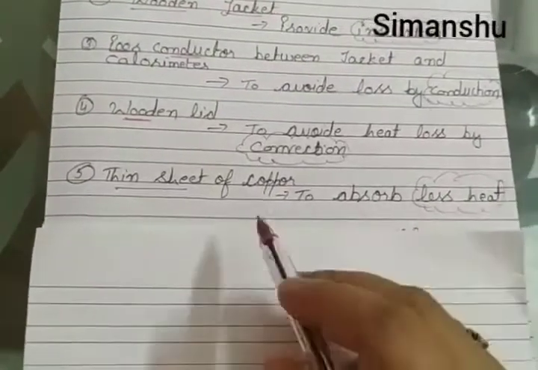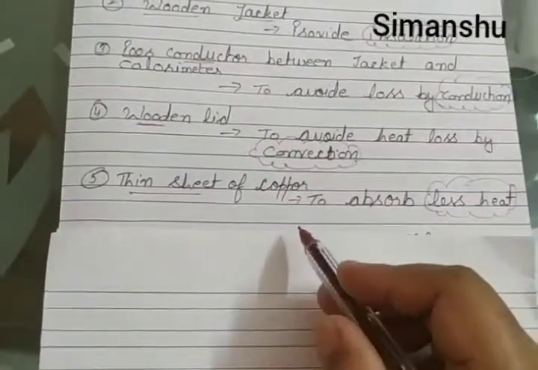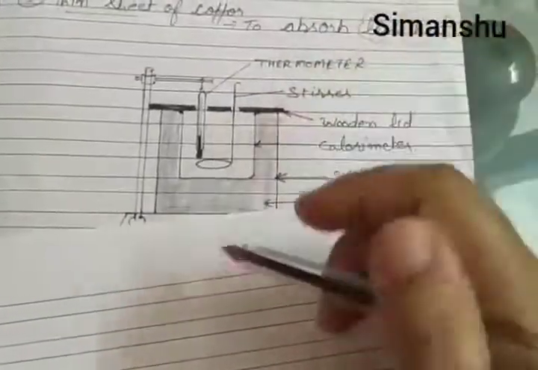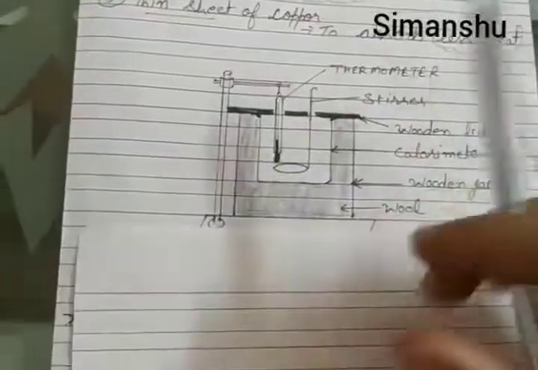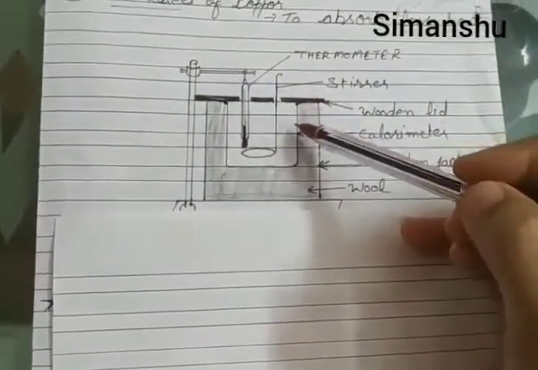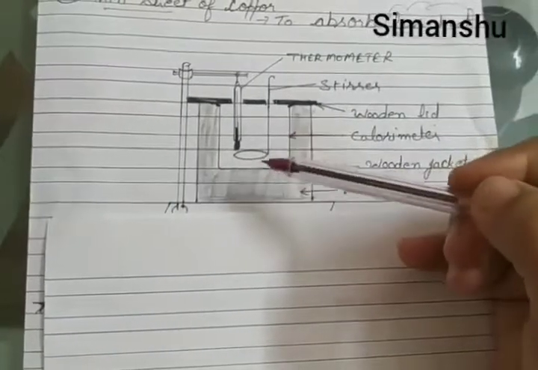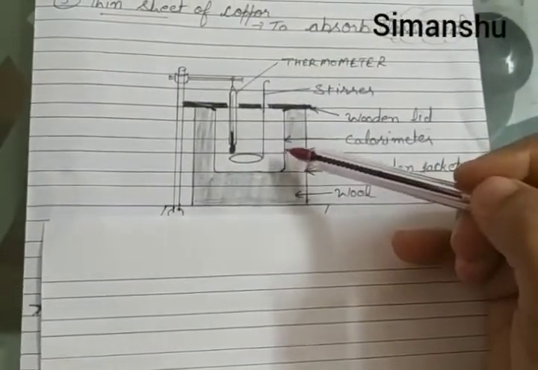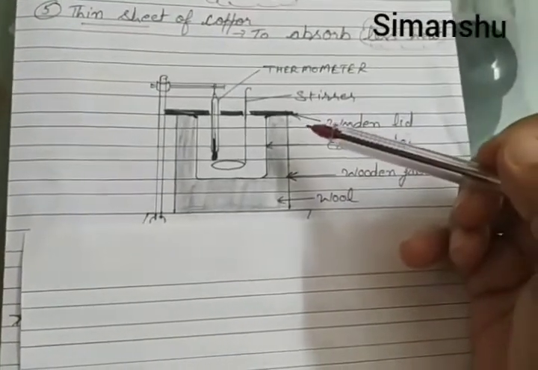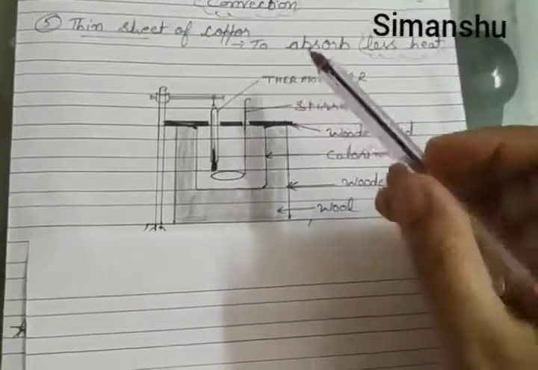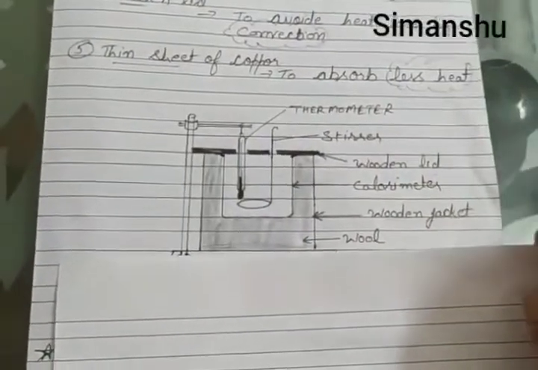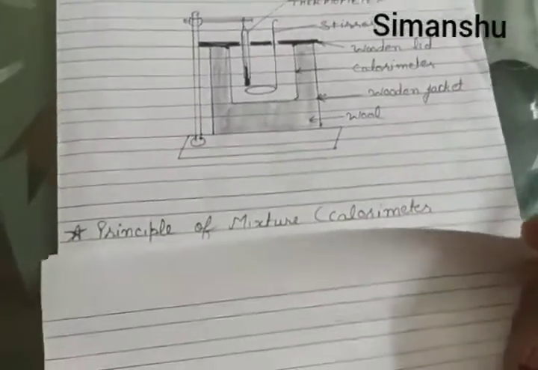Then, the thin sheet of copper. When we are making a calorimeter, this inner vessel is made of a thin sheet. Why? By making it of a thin sheet, we reduce the mass of the material. The less the mass of material, the less heat will be absorbed by the body, so it absorbs less heat. I think it is clear. If any doubt, you can ask any time.